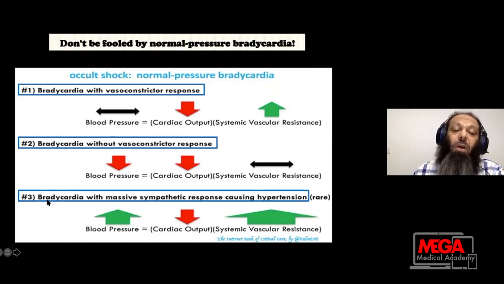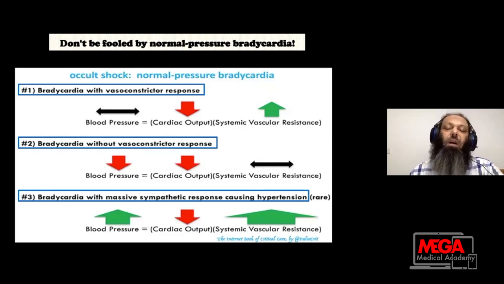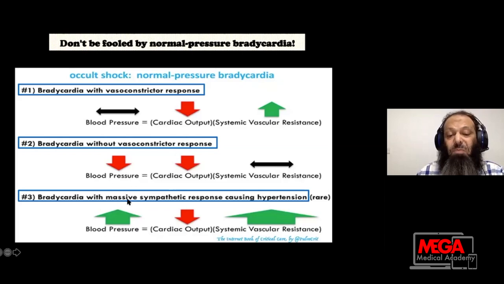Now look at bradycardia with excessive sympathomimetic response, which is applied when you have shock and you are applying vasopressors or catecholamines. It will increase the systemic vascular resistance tremendously to maintain the MAP or the blood pressure, but this will be at the expense of the cardiac output, or low cardiac output. So you should not be happy just with maintaining blood pressure or maintaining systemic vascular resistance without looking at what's going on with your cardiac output.